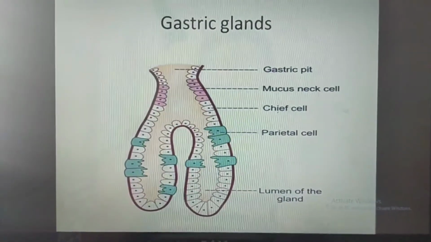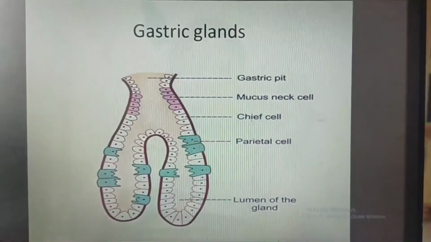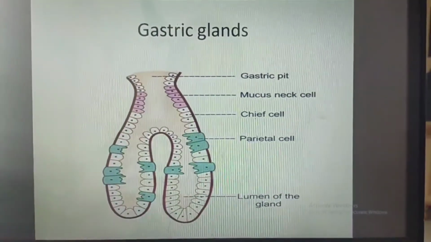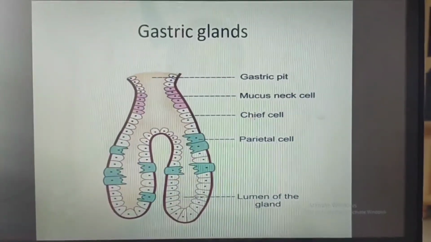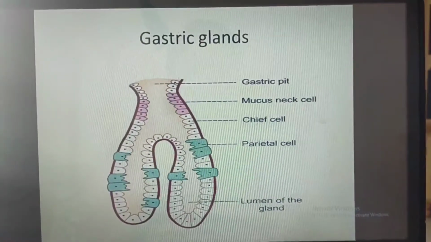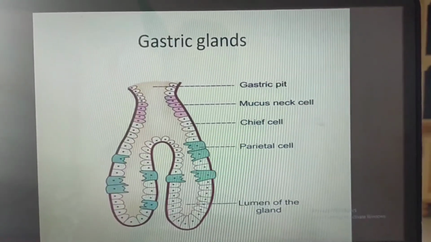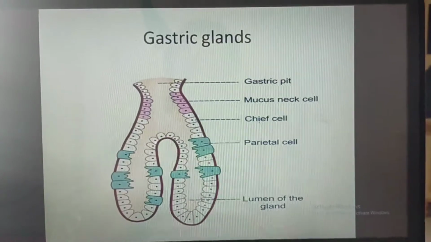This is the structure of gastric glands. This is a gastric pit. Then you can see the mucous neck cell. In pink, there are chief cells, there are parietal cells, and the lumen of the gland.